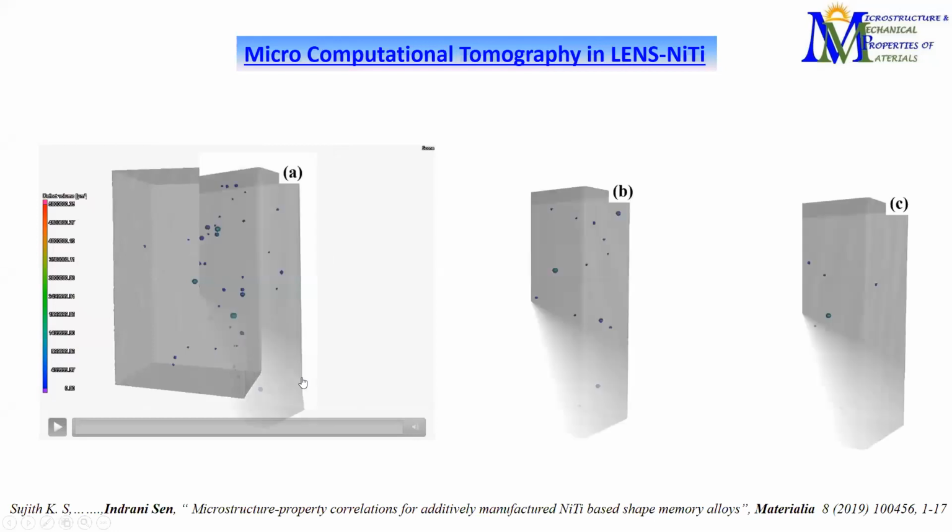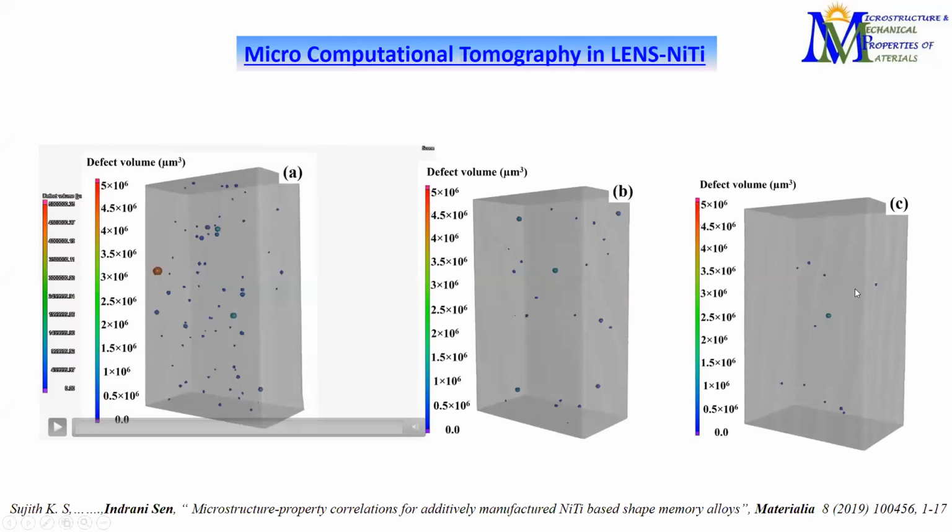Okay, so this is for one material, and this is for the 3. So we used 3 different energy densities, and you can see that if we use a lower energy density, we generate a much higher number of pores. The pore volume fraction is much higher, and it reduces if we use higher energy density.